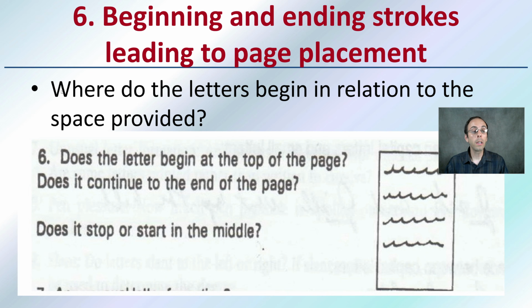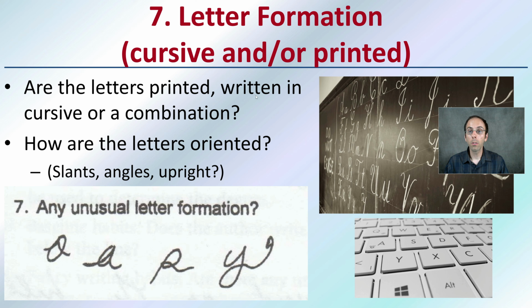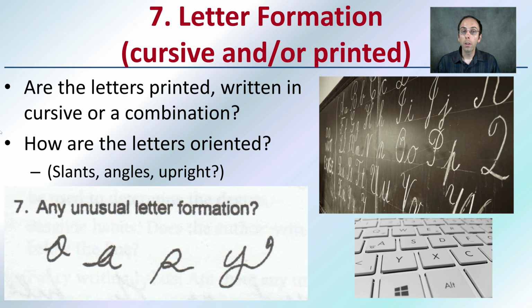So when we're looking at where the letters begin in relation to the space provided on a piece of paper, if there's no lines, that can increase the variability that you may see. But where does the letter begin on the page? Are they starting at the same point? Are they starting in the middle? Where are they starting? How far are they spacing it from the edge of the paper that they're writing on? Letter formation, cursive and or printed. So are there any consistencies within this? Are the letters printed? Are they written in cursive?